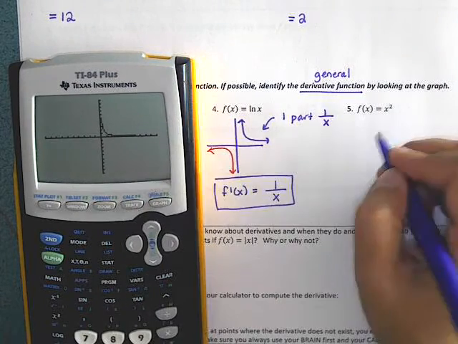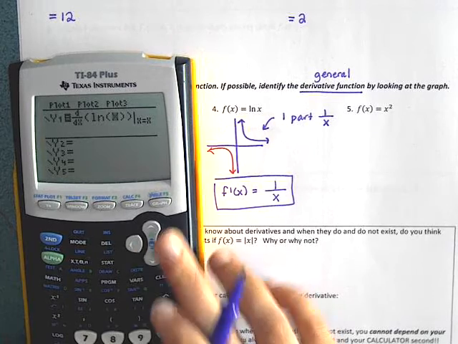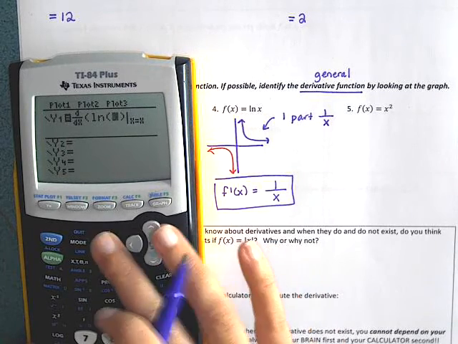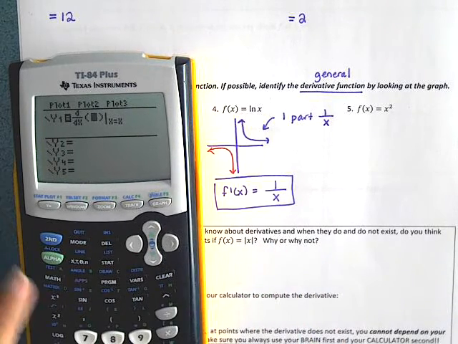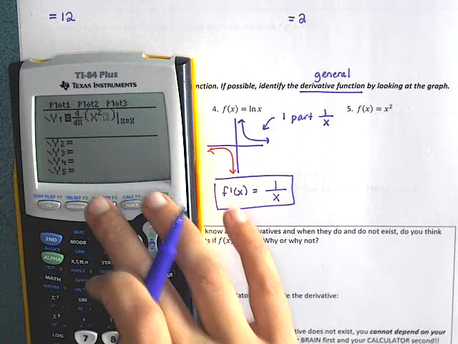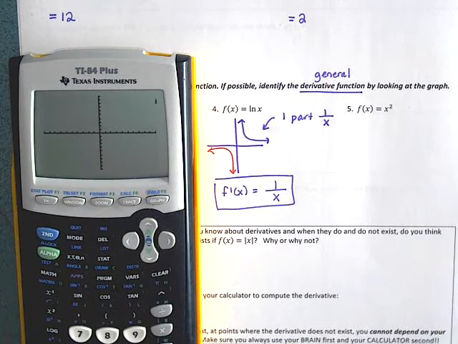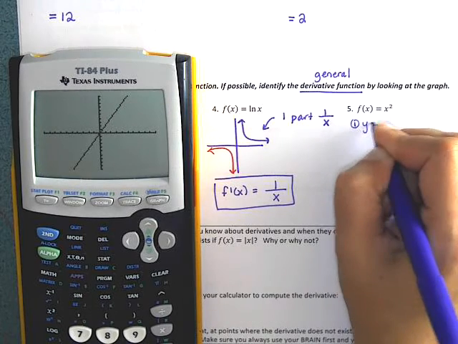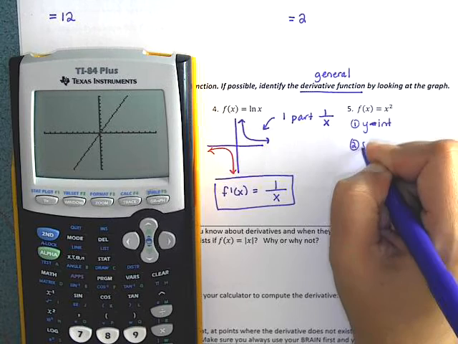Let's try number 5. This would be a good place to pause if you think it would be helpful. X squared, zoom 6, we're going to take a look at it. Ooh, it looks like a line. In order to write the equation of that line, we need to know two things. We need to know the y-intercept, and we need to know the slope.